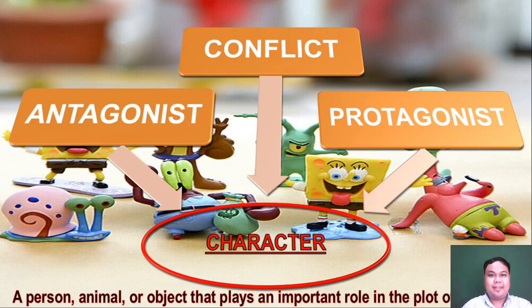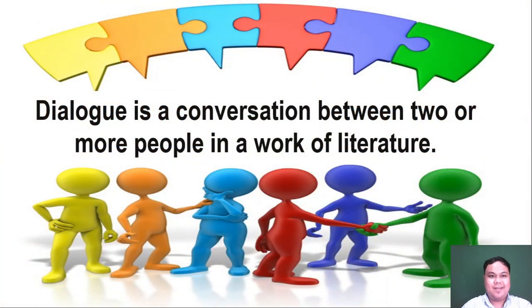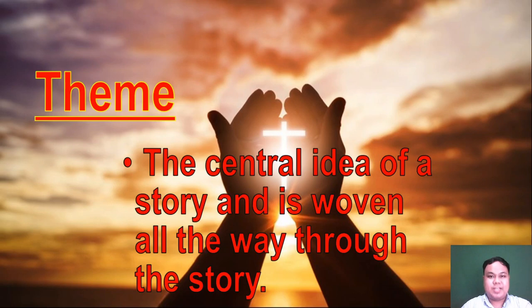The next element of literature is the dialogue. It is the conversation between two or more people or characters in a work of literature. Lastly is the theme, which is the central idea of a story and is woven all the way through the story. And the theme of the story entitled God Sees the Truth But Waits is that God knows His plan, it is always best for us, and what we should do is to endure and make an effort.